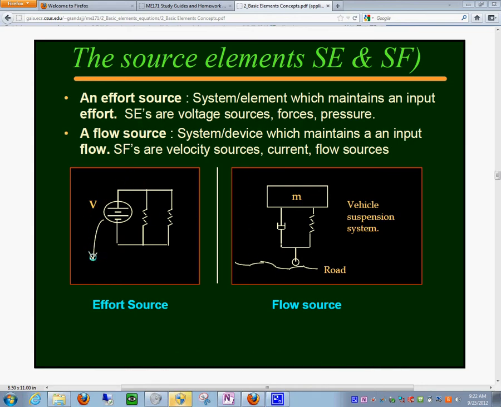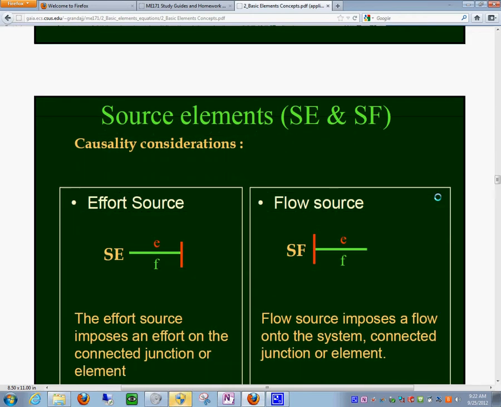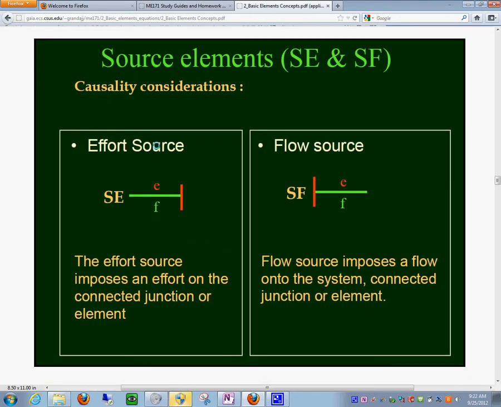So effort source, for this kind of source where you have a voltage source, force source, or velocity source, when you have the change in the vertical position as a function of time, such as in the case of the suspension. The representation of those two is done by the symbol. So you see, here's the SE, and you say what is out of the SE is this effort in here.